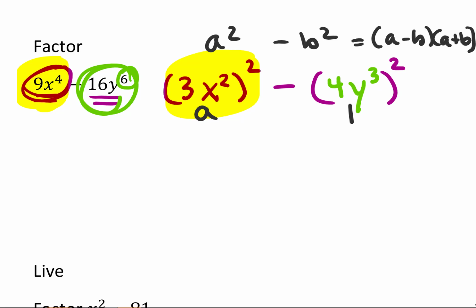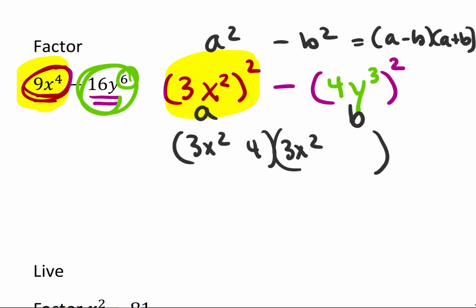So if this is a and this is b, in order to factor them, I'll put 3x squared at the front of each parentheses. I'll put 4y cubed at the back of each parentheses, and then my signs need to be opposite, positive and negative. And it doesn't matter which one comes first, the positive or the negative.